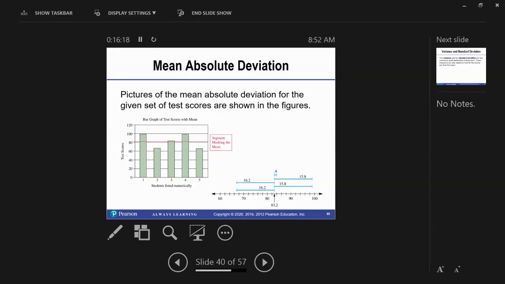Okay, so here's what this looks like on a graph. You can kind of see what it means when you look at this bar graph. This is marking my mean, and here is my mean. And you can see this side is the same distance away as this side.